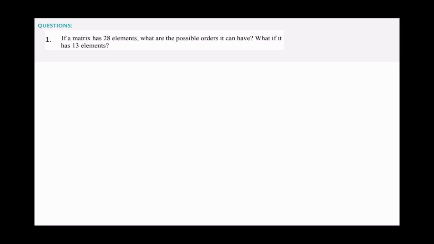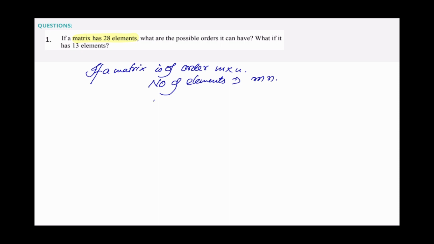So let's see. Now if a matrix has 28 elements, we should understand it has 28 elements. What are the possible orders? What is the concept here, students? Very simple. If a matrix is of order m cross n, the number of elements will be just the multiplication of them, m into n, correct? So m into n is equal to 28.